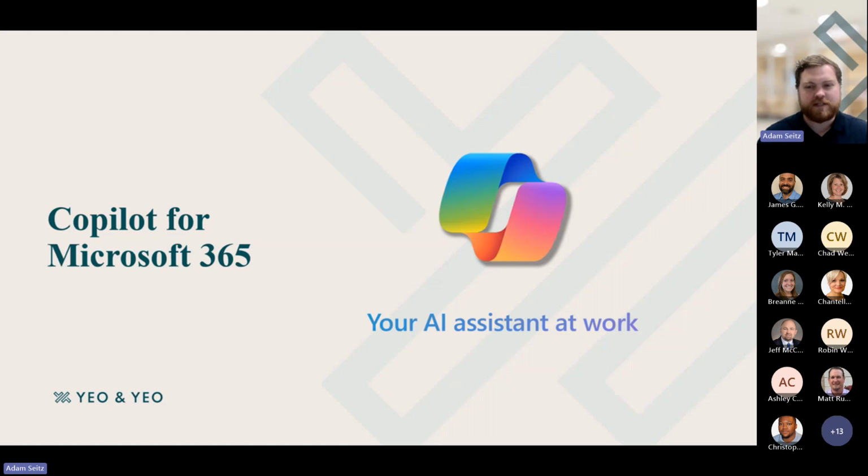Copilot for Microsoft 365 is an AI-powered productivity tool designed to enhance workplace efficiency by integrating with Microsoft's suite of applications. It utilizes large language models and the Microsoft Graph to assist users and tasks across apps like Word, Excel, PowerPoint, Outlook, and Teams. Copilot for Microsoft 365 is your AI assistant. Your Copilot is here to assist you.